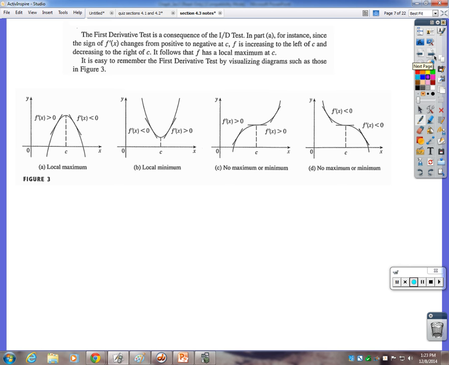Okay? And then here are some examples of different cases for the first derivative test. We talked about this one right here. You can have a place where the slope of the tangent line is 0, but you don't have a maximum or minimum, right? So, everybody got on board?